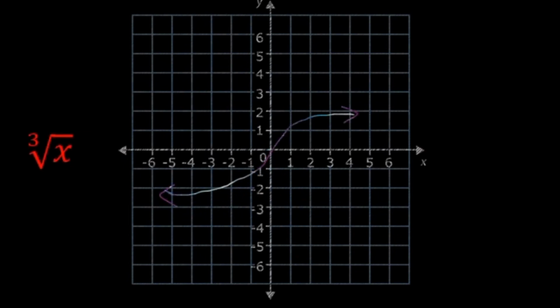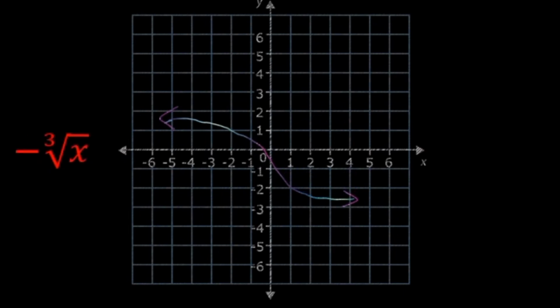Now we'll also talk about the cube roots and the odd roots. The cube root of x looks like that. The negative cube root of negative x is the same, which looks like that. The cube root of negative x looks like that. And the negative cube root of x is the same, which looks like that.